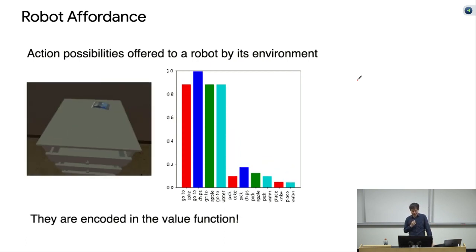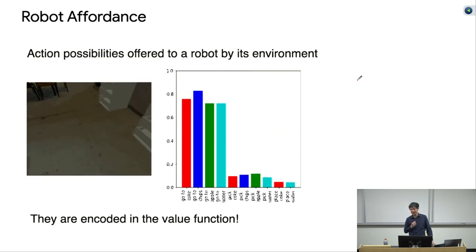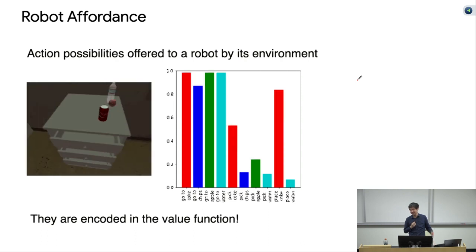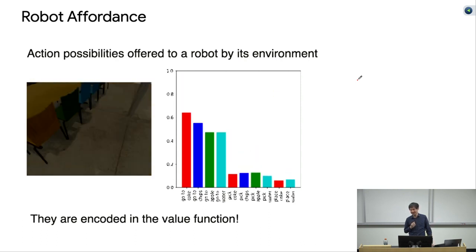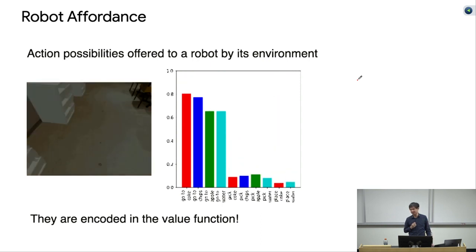Lately, I don't think it's necessary to query a value function or use reinforcement learning here. You can just ask a vision language model. You say, this is what I see. What's a likely action that can succeed in this task? Then the vision language model probably gives you a reasonable answer.